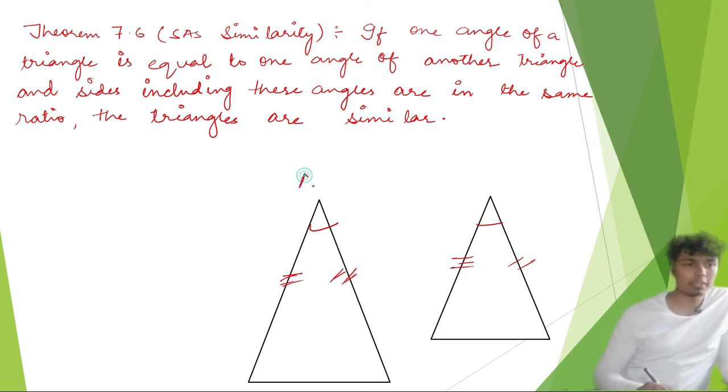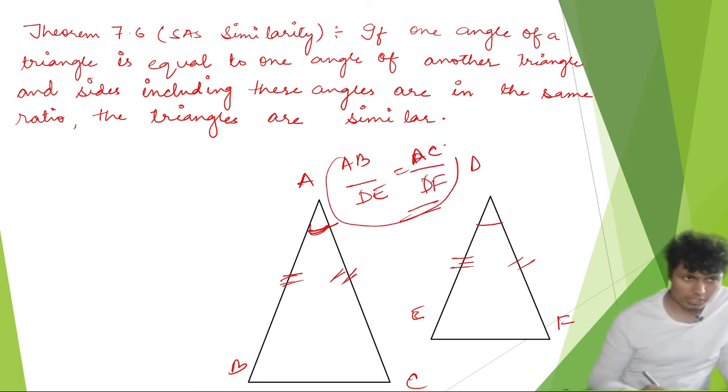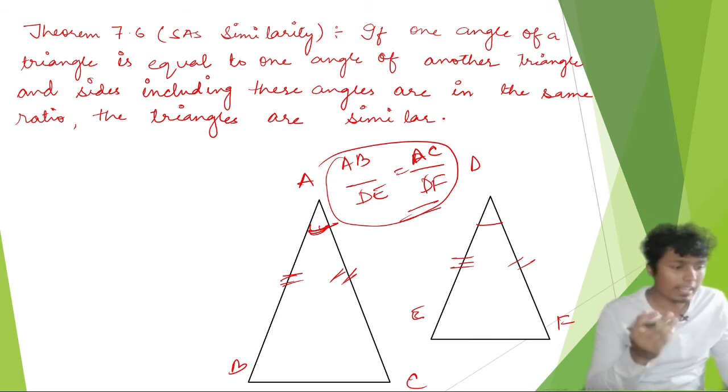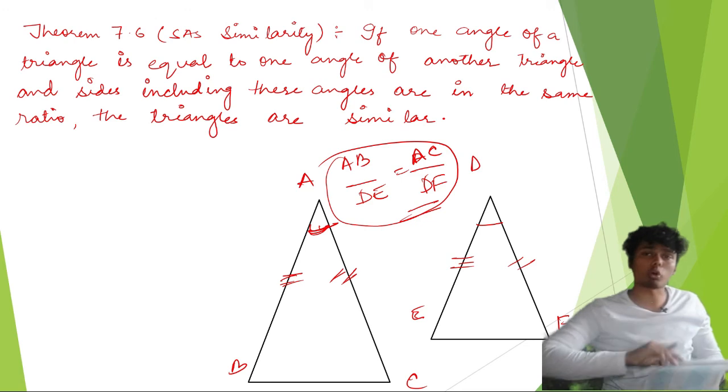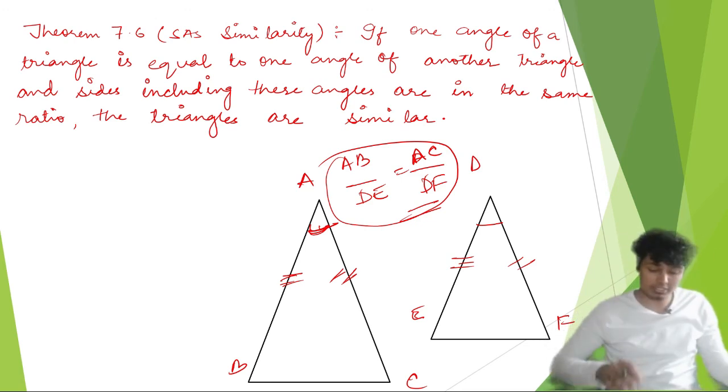So let's say this is ABC, and this is DEF. If this is the case, and these 2 angles are equal, and these 2 sides are such that AB by DE is equal to AC by DF, if this is also there and the angles are also there, then these 2 triangles are similar. Let me take the textbook and explain you thoroughly, so that it won't take much time for me to explain.